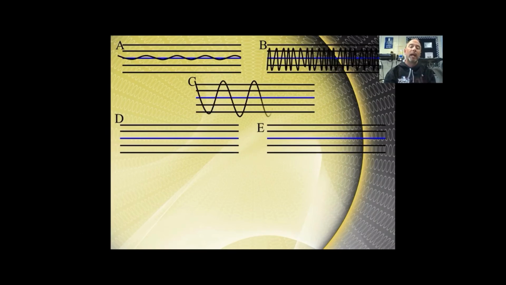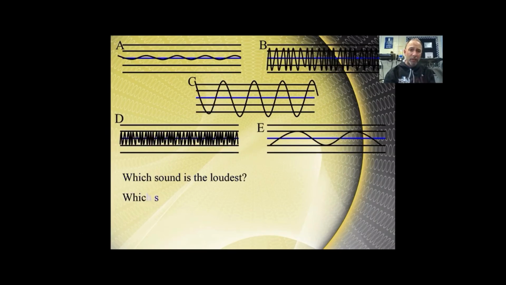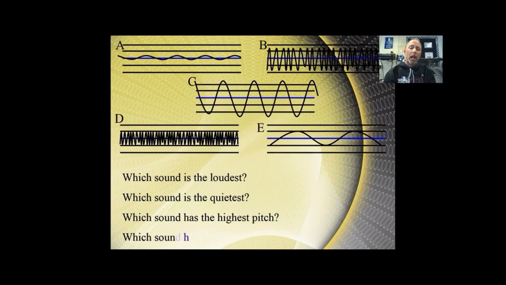Okay, so here we have it. We have 5 different waveforms, and using pitch, volume, frequency, tone, all that stuff we just talked about, I want you to tell me which one is the loudest, which one is the quietest, which one has the highest pitch, and which one has the lowest pitch. I want you to hit pause right now and answer those 4 questions for me on your worksheet. Ready, go.